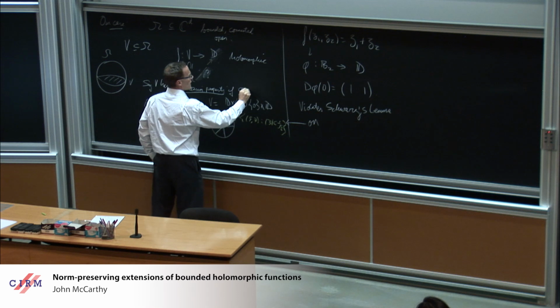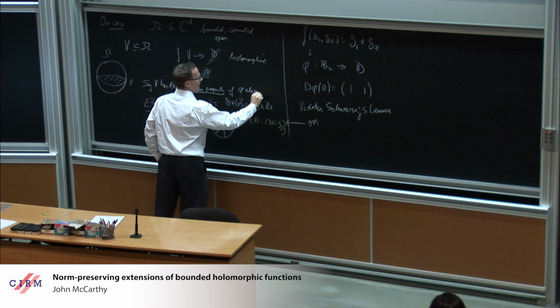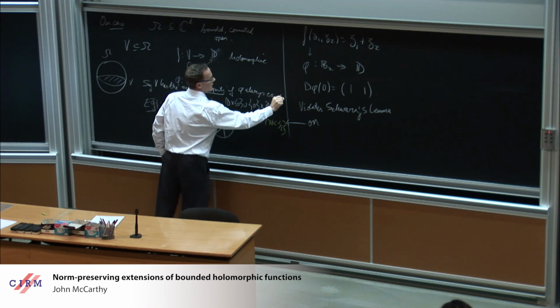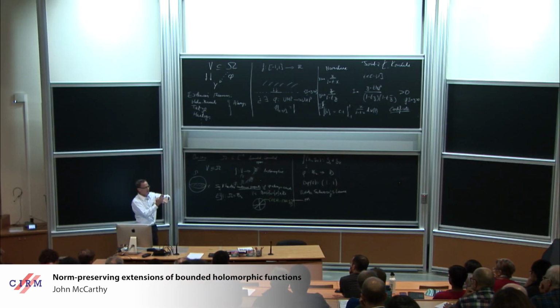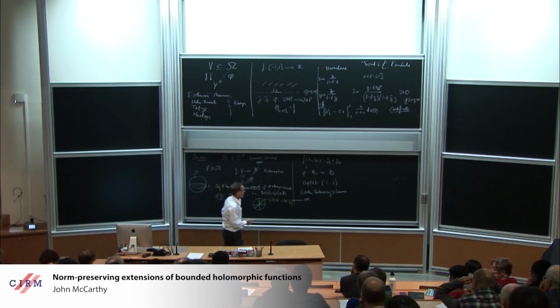If phi always exists. Sets that have the extension property can't have crosses or cusps or bad singularities like that.